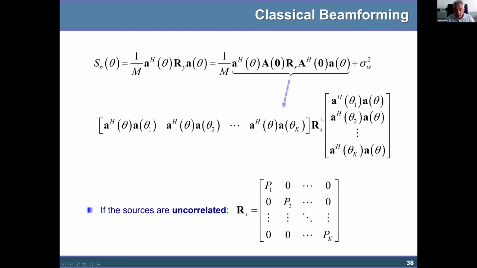Now, let's assume that the different sources are uncorrelated. So basically the signal is generated by different sources, and there is no reason why different sources should generate correlated signals. The correlation typically shows up when we have multipath effect. So if they are uncorrelated, it means that this matrix is diagonal, and on the main diagonal you have the powers of the various sources.